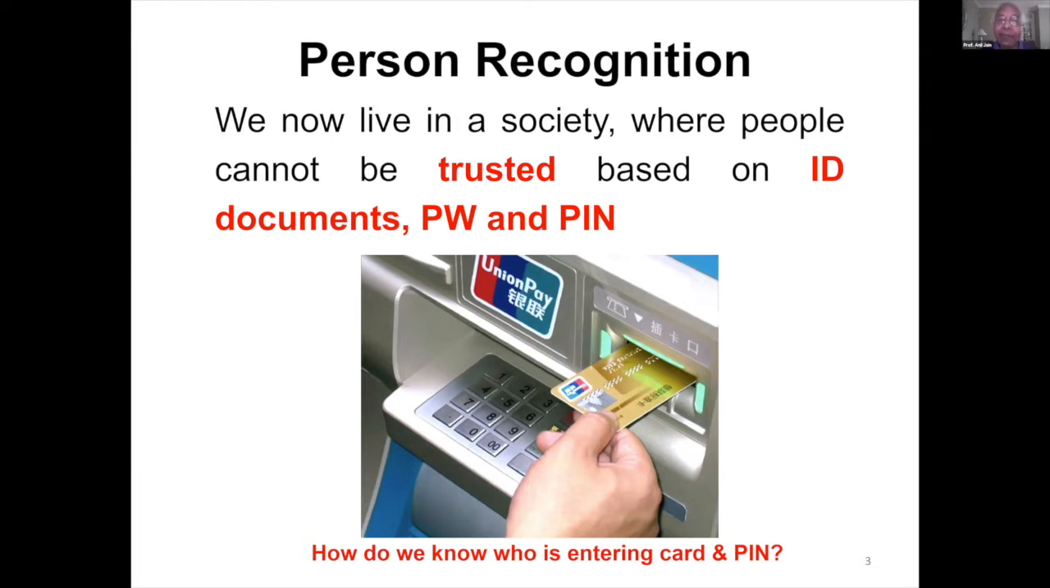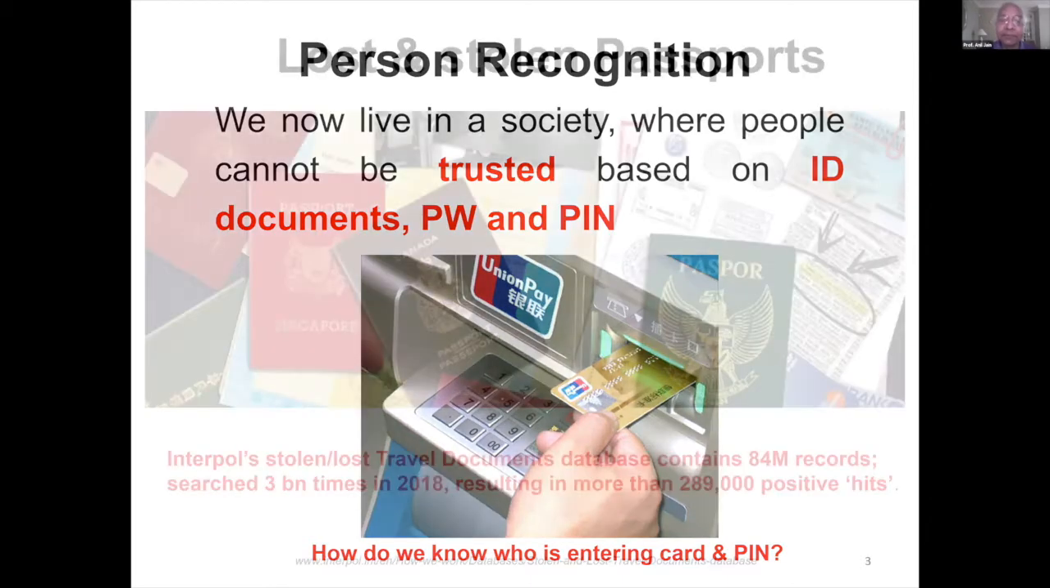So the central question is, how do we know who is entering the card and PIN, or who is presenting the credentials? And that has been the basis for introducing biometrics and the popularity of biometrics.